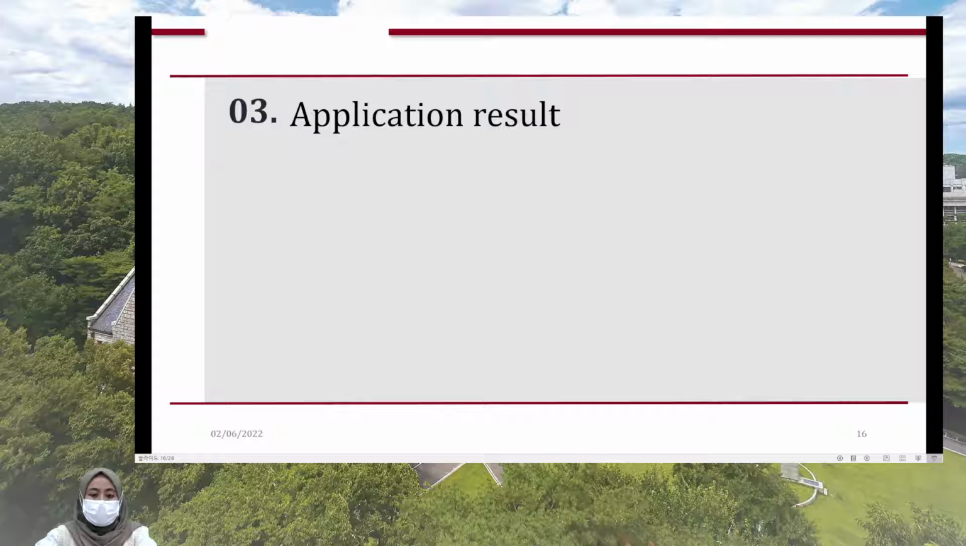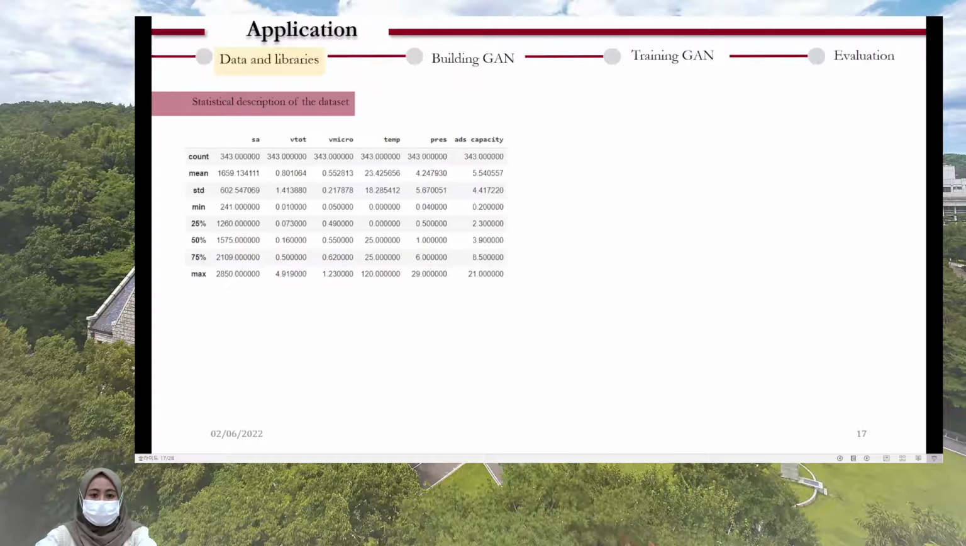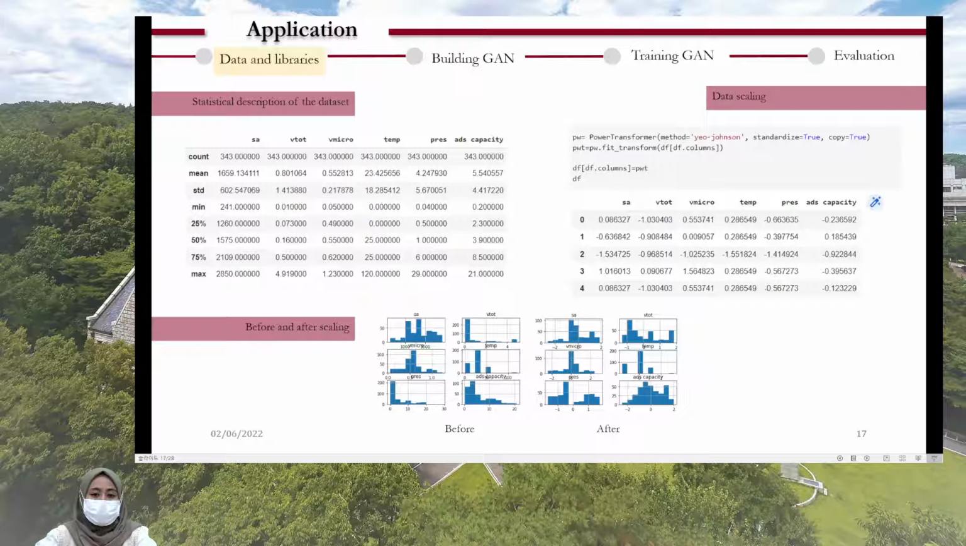Now, let's see the application practice result. This slide shows the statistical description of the dataset and the result of data transformation, where we want the data to be more symmetric, or look more like a Gaussian distribution. As we can see here, the before and after data transformation in histogram plot form.